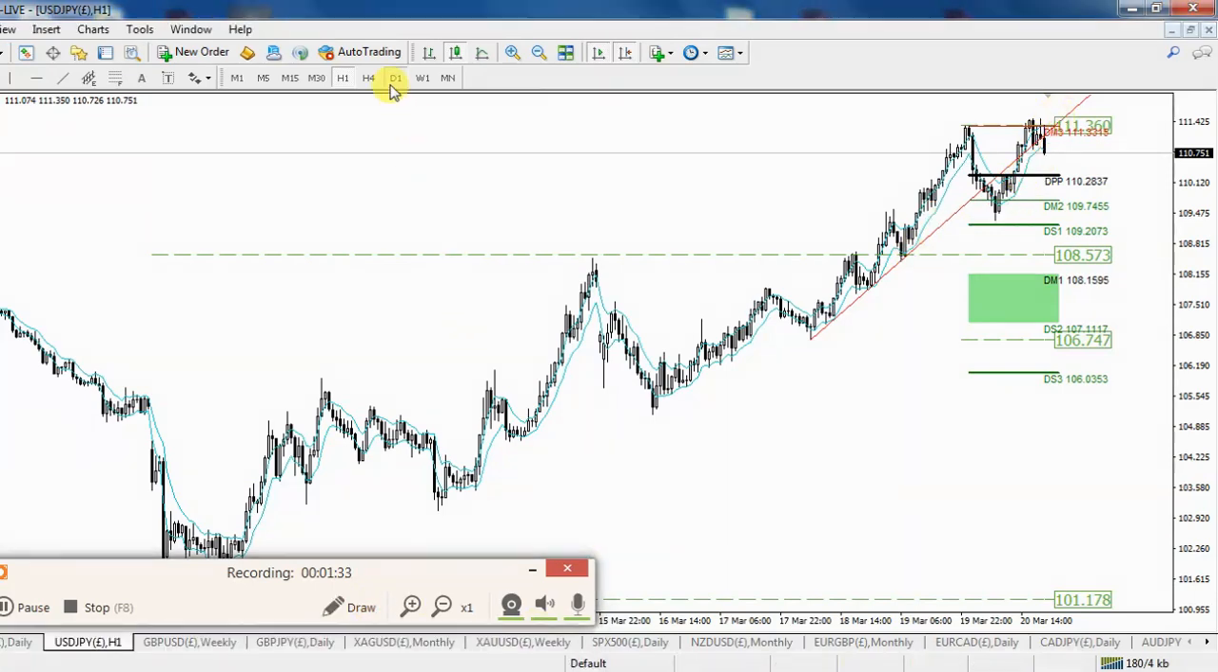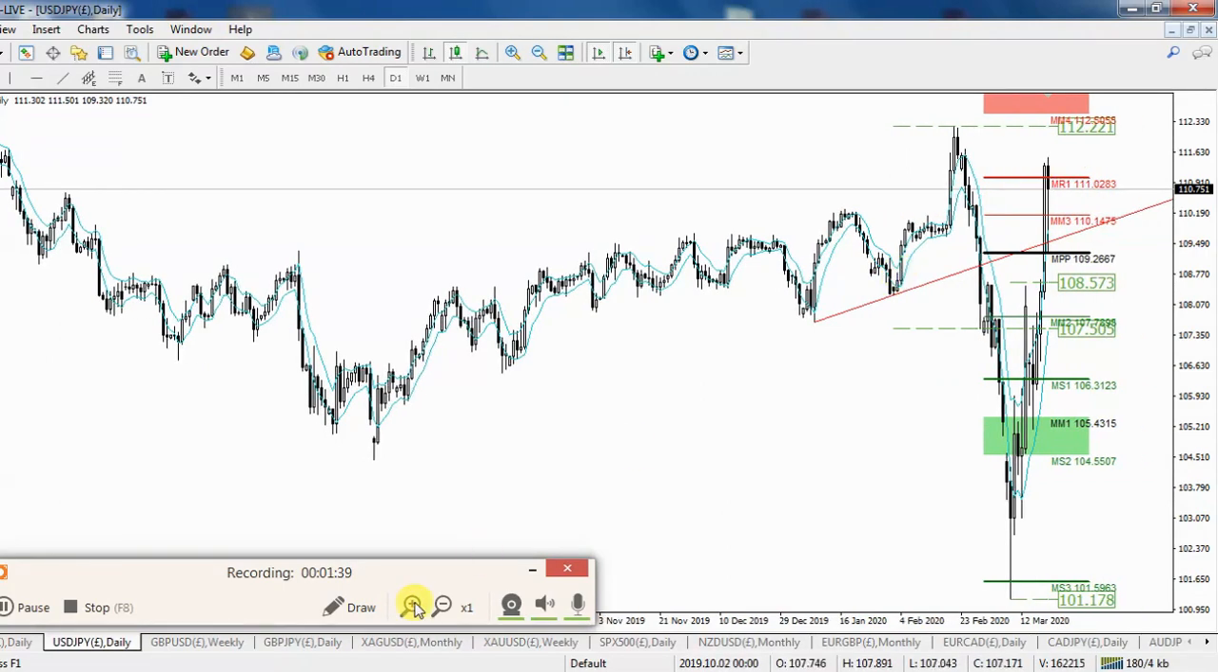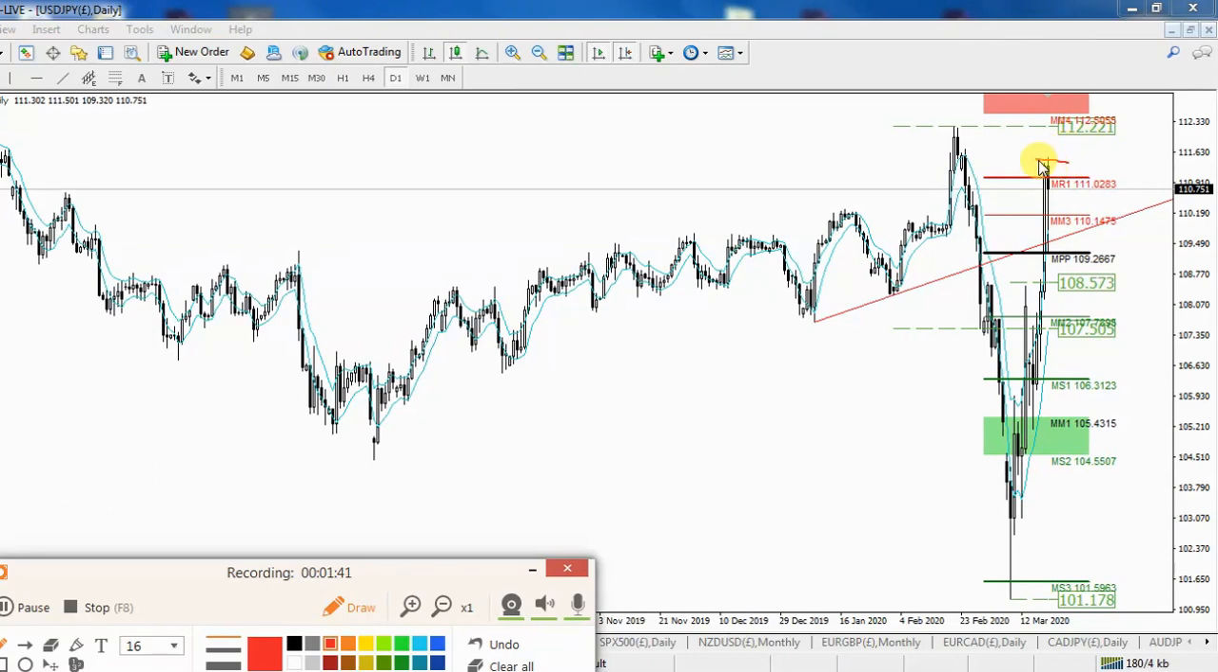I do want to see a bit more strength coming in for this currency. Ideally a break of these highs, and then I will be looking to get on to the long side.